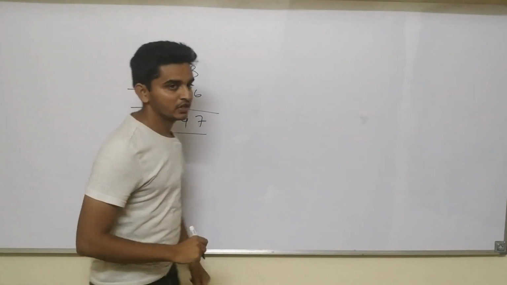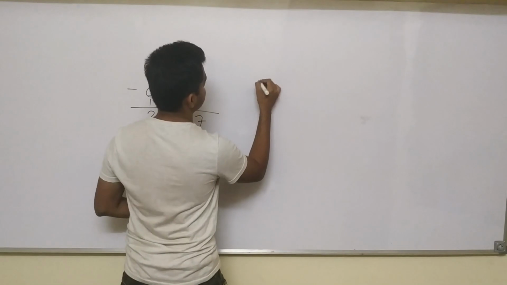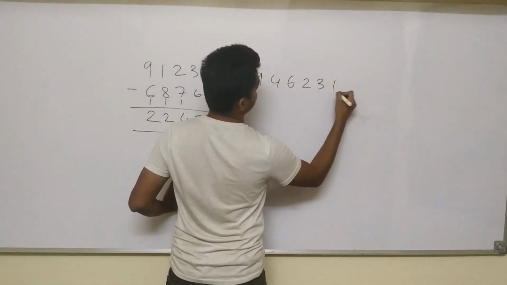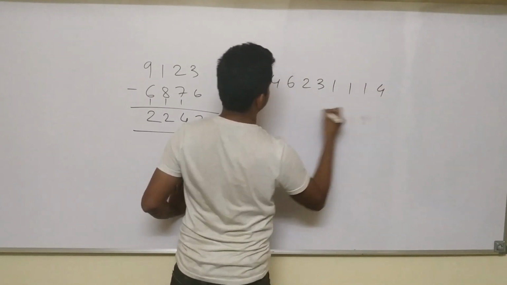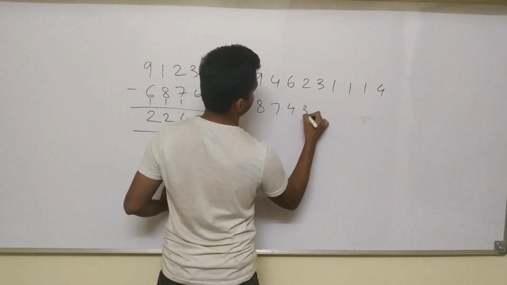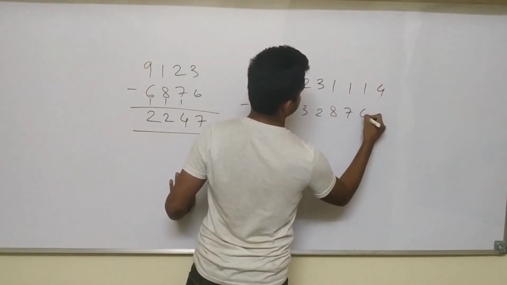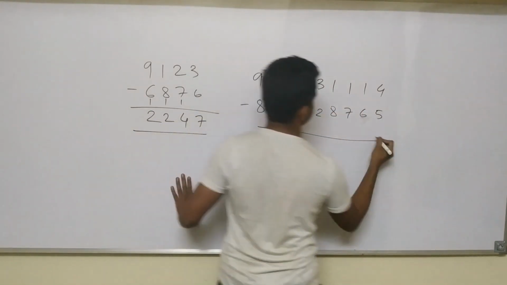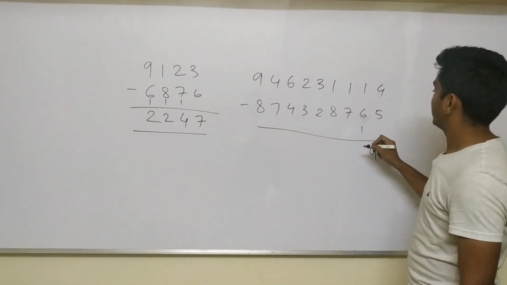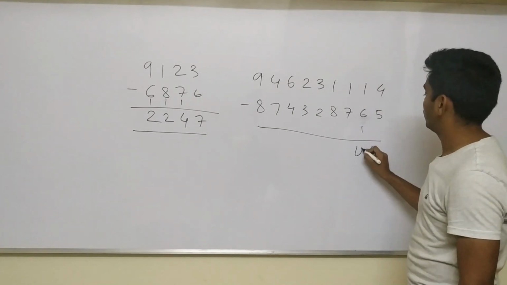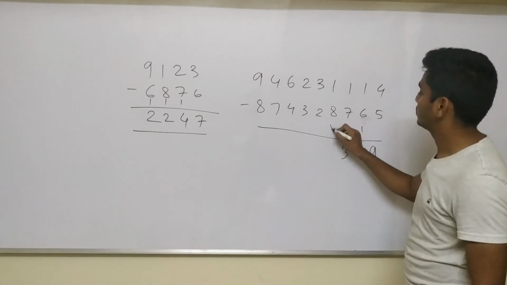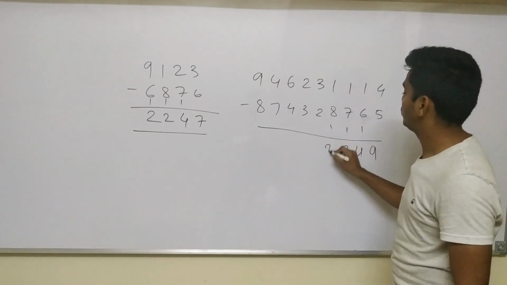So that's your answer. Let's take another number: 94,623,1114 minus 87,432,8765. Now look how I do it. You have to add 9 and carry 1. This is 7, so you have to add 4. This is 8, so you have to add 3, carrying 1. This is 9, so you have to add 2, carrying 1.